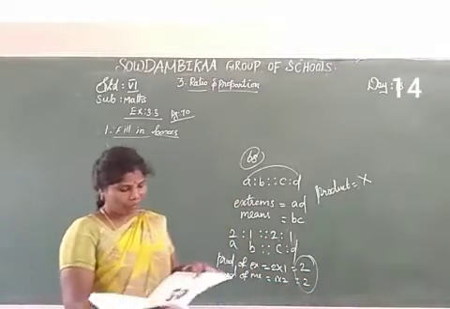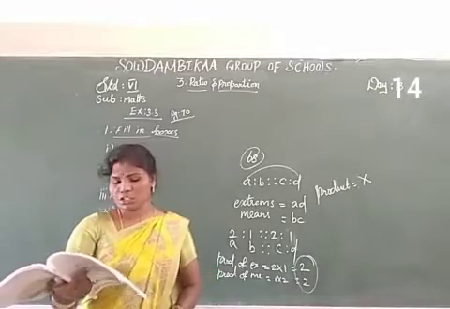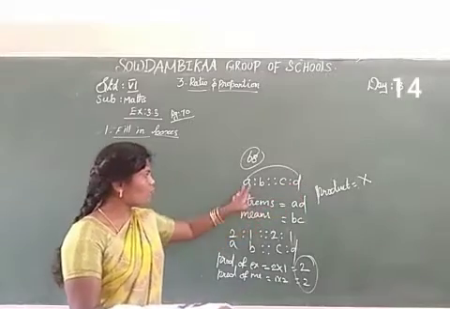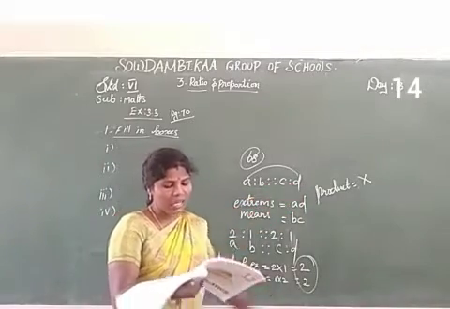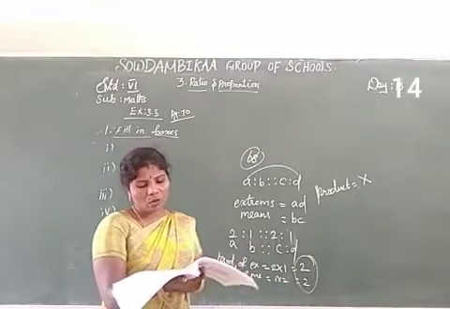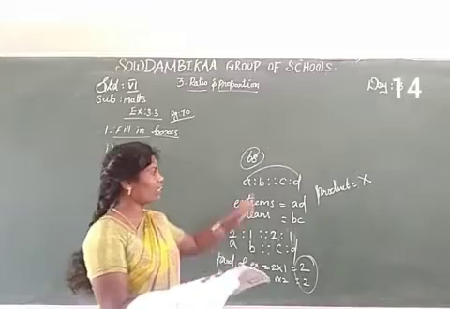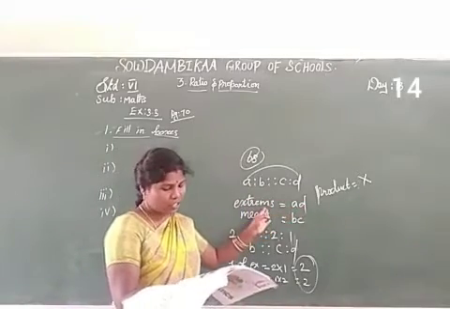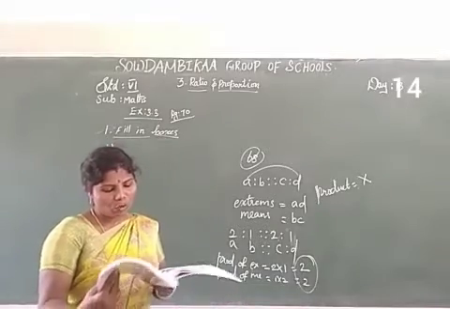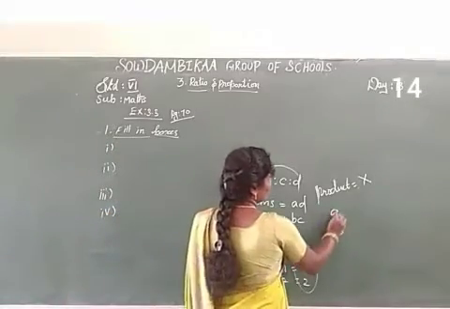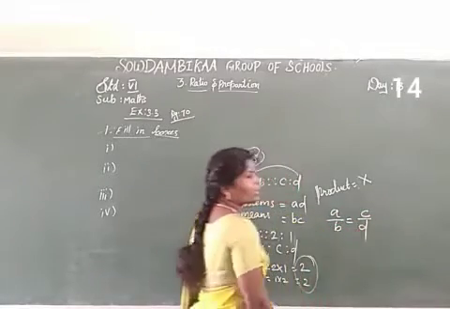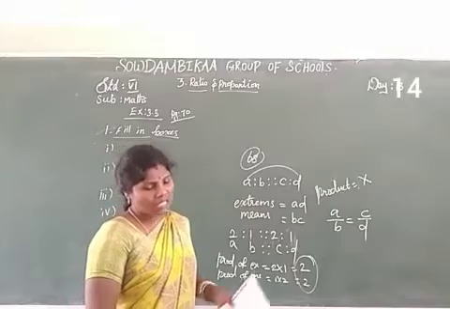Okay. If two ratios are in proportion, A is to B is equal to C is to D, the product of extremes and the product of means, AD is equal to BC. This is called the proportionality law. Here A and D are the extremes and B and C are the means. Okay. If two ratios are equal, A divided by B is equal to C divided by D.